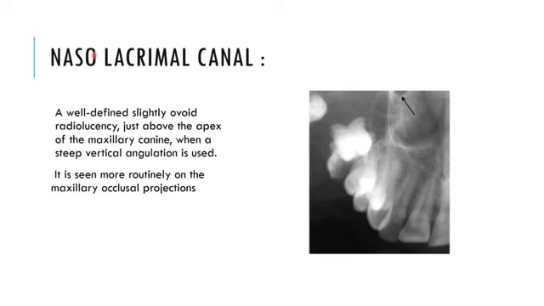Nasolacrimal canal. It is a well-defined, slightly ovoid radiolucency just above the apex of the maxillary canine, and it can be seen when a steep vertical angulation is given, and it is seen more routinely in a maxillary occlusal projection. So this image is a lateral maxillary occlusal projection, which shows all the maxillary teeth, that is the central, lateral, canine, premolar and the molar. This is the apex of the canine, and there is an ovoid radiolucency which is your nasolacrimal canal.